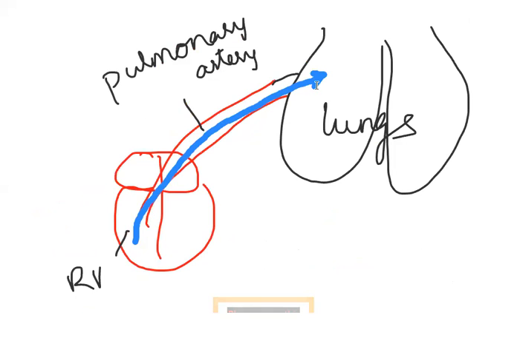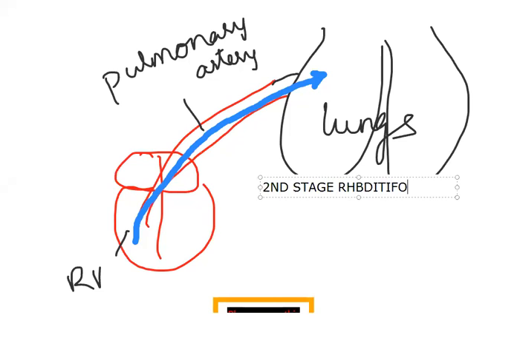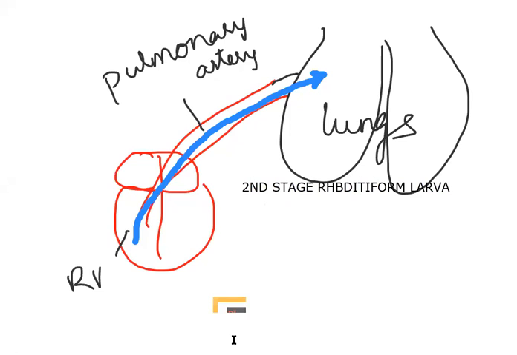So now everything is going to happen itself in the lungs. The remaining story: the second stage rhabditiform larva reaches the lungs now. That is what we said, extra-intestinal migration. In this condition, the second stage larval form will undergo the second molting.